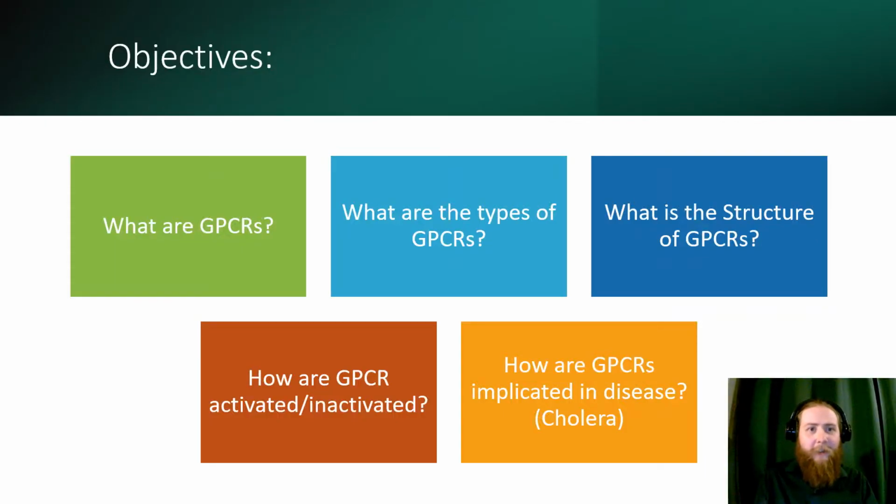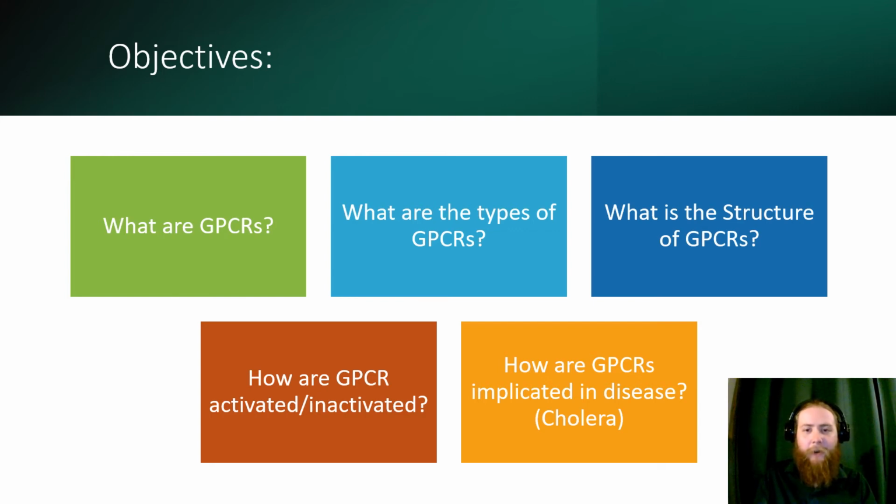So let's start on what our objectives are for this presentation. We are going to take a look at what are the GPCRs? What are G protein-coupled receptors? What are they? What do they do? What are the different types of GPCRs? We will look at the basic types of them, go over some examples of where those may be used. We're going to talk about the structure of them.